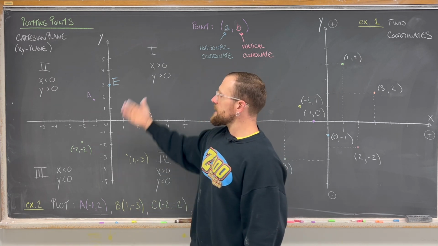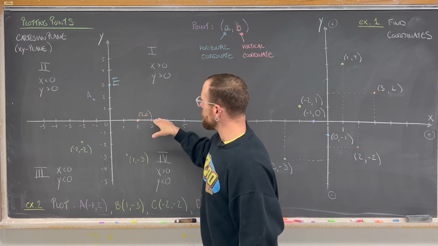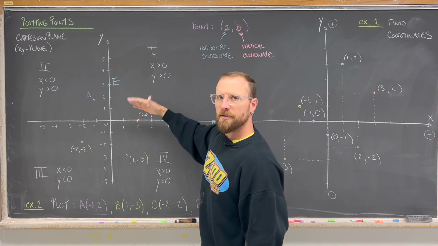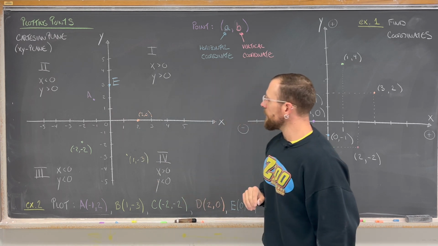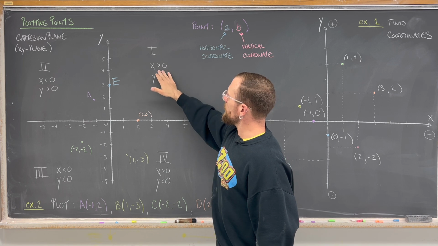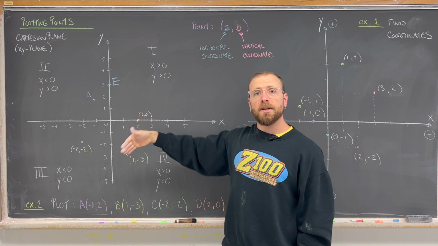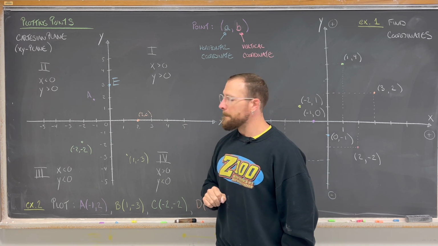Okay? The axes themselves, it's a toss-up whether you want to include the x-axis in any of the quadrants or whether you don't. I'm going to say no, because I've defined them so that only when the x and y coordinates are either positive or negative does it put you in one of these 4 quadrants. Okay?